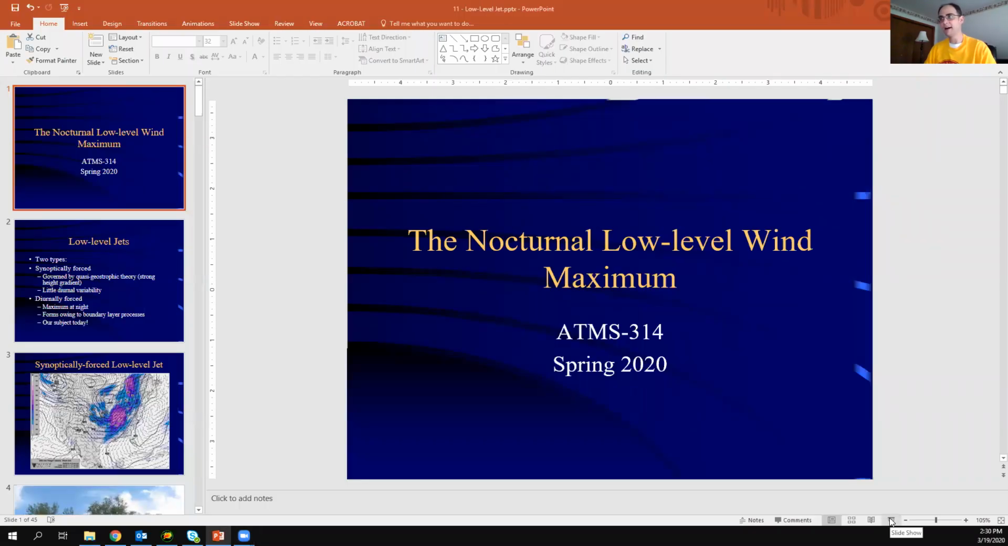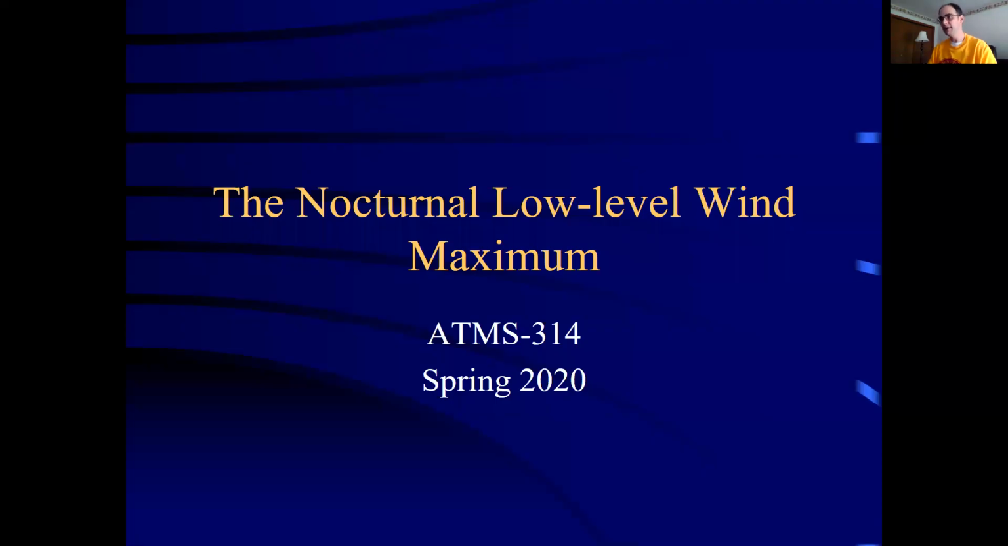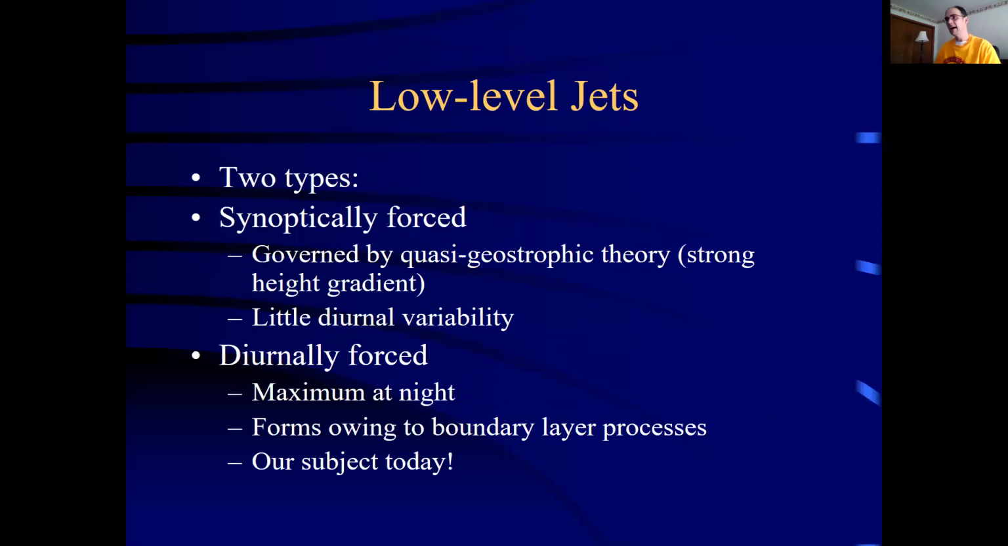So today we're going to be talking about the nocturnal low-level wind maximum. There are two types of low-level jets that we see in the atmosphere. Number one are what we call synoptically forced, largely governed by QG theory. If we have a strong height gradient in the lower levels of the atmosphere, say 850 millibars, we're going to get strong winds there, especially in the absence of deep vertical mixing, like you often see in the warm sector of winter season cyclones. And these exhibit relatively little diurnal variability.